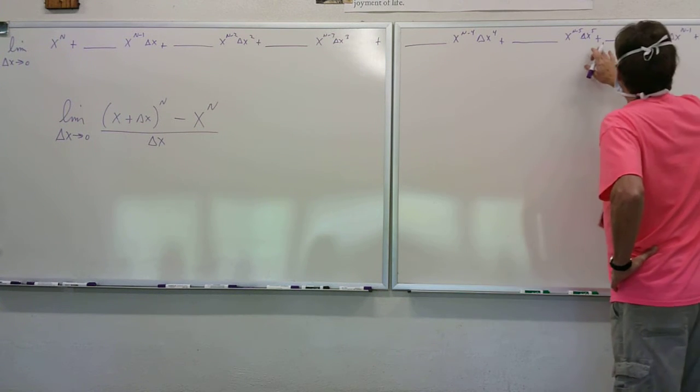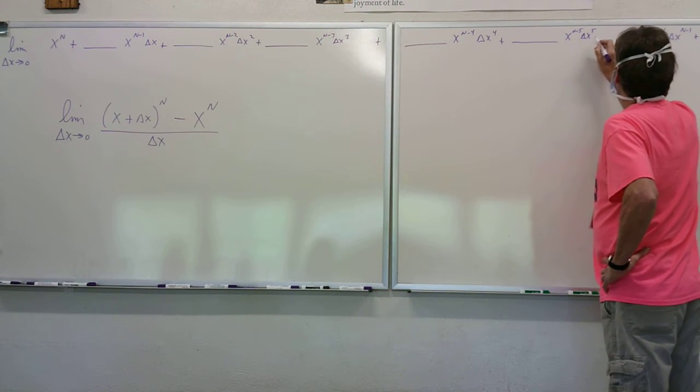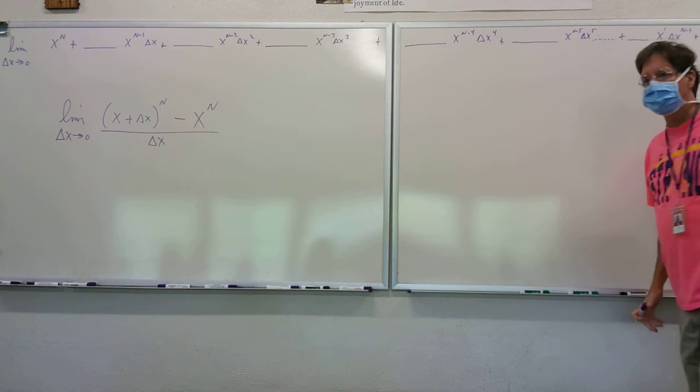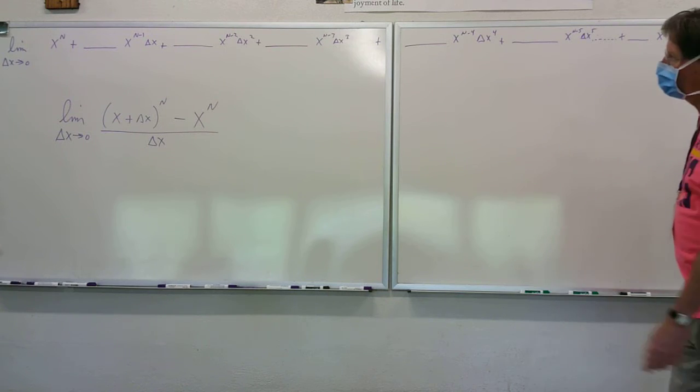And then between these two, I should have put a bunch of what? Should have put a bunch of dots. Okay? Because I don't know how many terms I need because I don't know how big n is. So I went up to the 5th there, and then delta x is 6th, 7th, 8th, 9th, and then eventually delta x will be raised to the n power. All right? And that's the binomial expansion of all that.